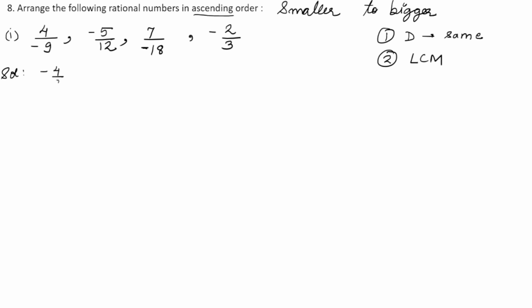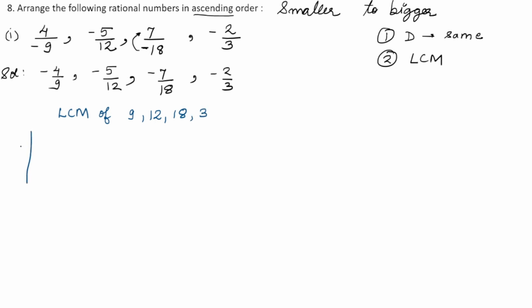So minus 4 by 9, we can rewrite it as minus 4 by 9, 5 by 12. I'm just sending the minus sign to numerator. So it is minus 7 by 8 and it is minus 2 by 3. Now we have all the denominators which are positive here. Now let us quickly calculate the LCM. So LCM of 9, 12, 18 and 3. I am doing here by division method. You can take any method of your choice to calculate the LCM.